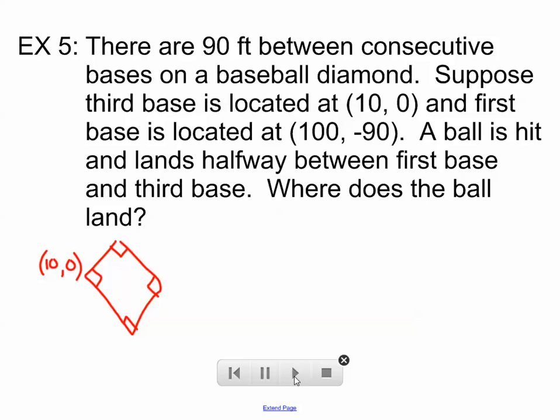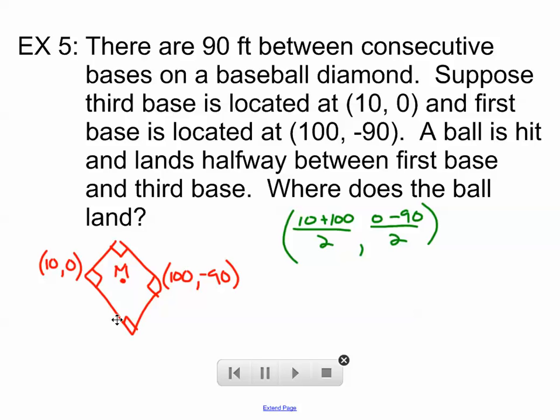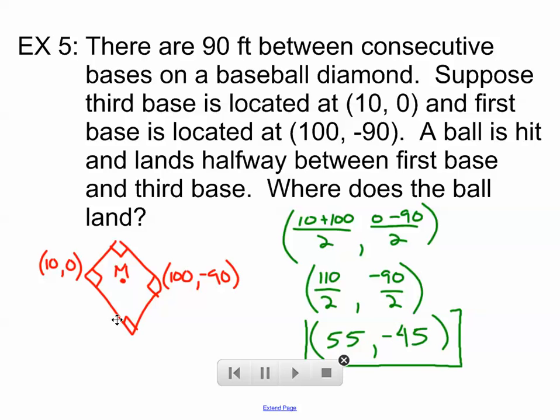Some might just say the pitcher's mound. I don't know if that's entirely accurate, but we don't even have to make the coordinate plane. If you need to look at it, this is point 10, 0, this is point 100, negative 90, so really this should kind of be flipped around, but it doesn't matter because all we need is the formula. Add up the x values, divide by 2. Add up the y values, divide by 2. 0 plus negative 90 is the same as 0 minus 90. And the point where the ball is going to land, if this were on a coordinate plane, would be 55, negative 45.